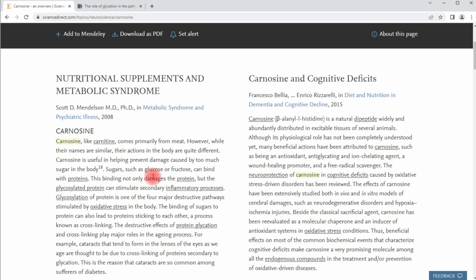Sugars, such as glucose or fructose, can bind with proteins. This binding not only damages the protein, but the glycosylated protein can stimulate secondary inflammatory processes. Glycosylation of protein is one of the four major destructive pathways stimulated by oxidative stress in the body. The binding of sugars to protein can also lead to proteins sticking to each other, a process known as cross-linking. And you could read the rest of this article as well.